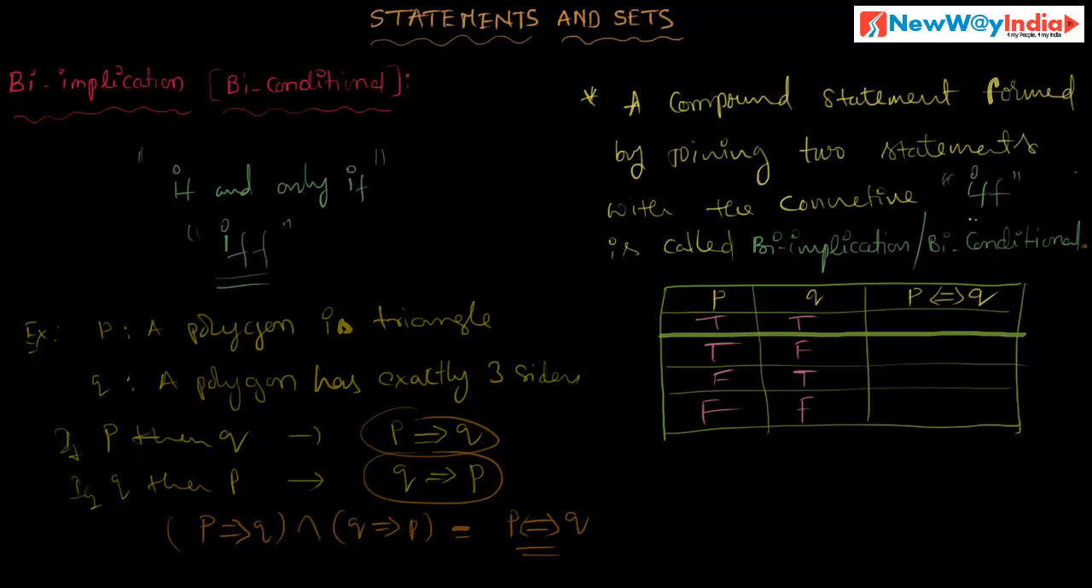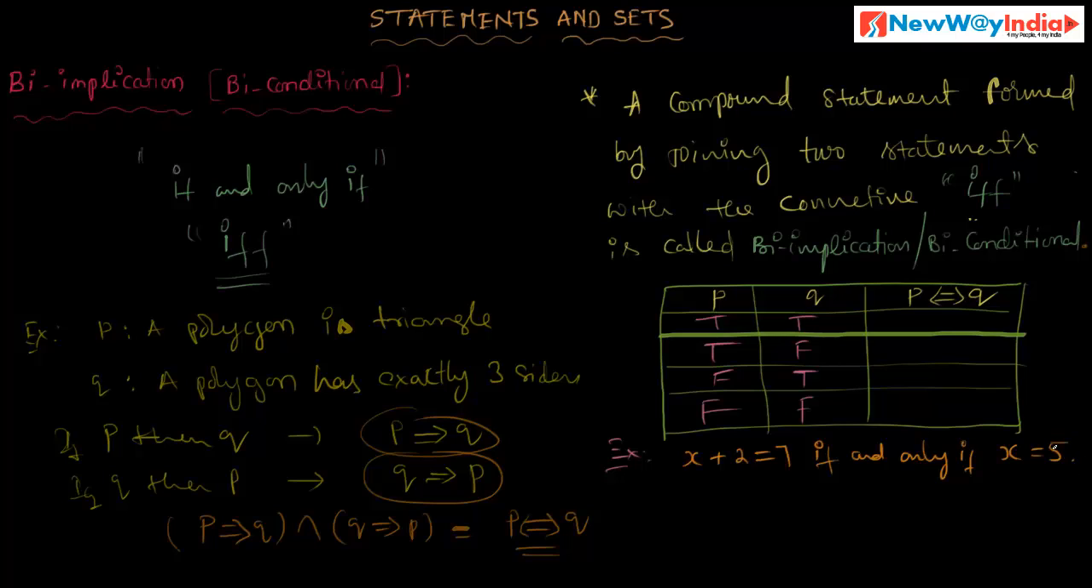Consider an example like this: x plus 2 is equal to 7 if and only if x is equal to 5. This is a biconditional statement. One statement is x plus 2 is equal to 7, and the other statement is x is equal to 5. So x plus 2 is equal to 7 if and only if x is equal to 5.